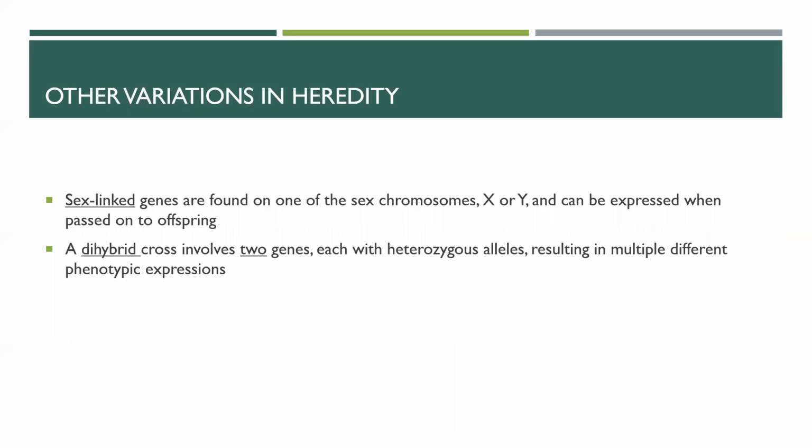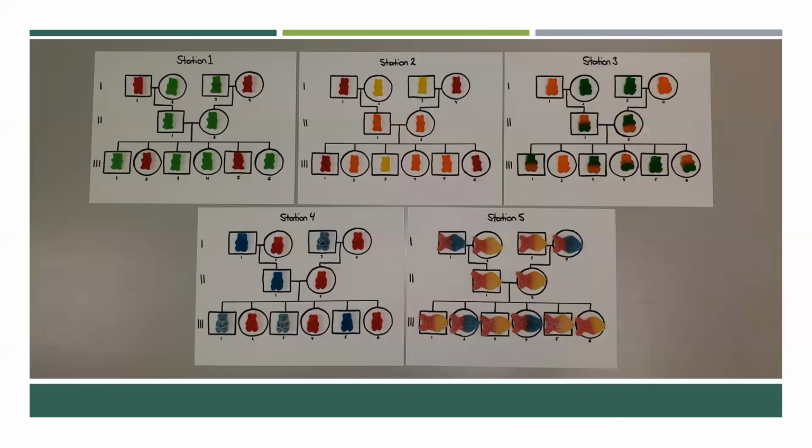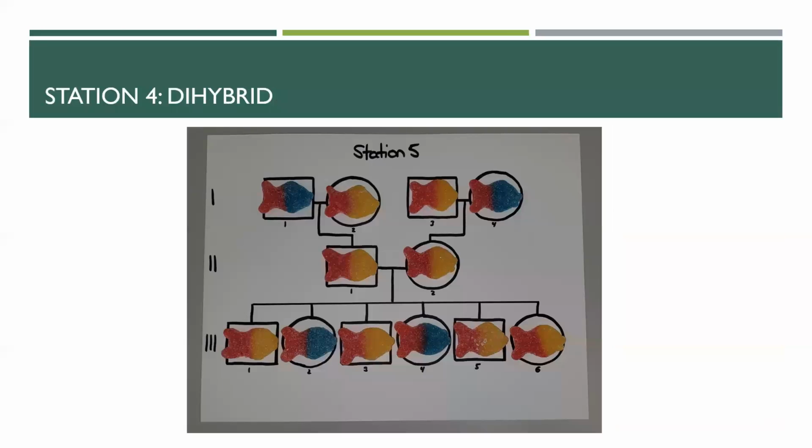A dihybrid cross involves two different genes, resulting in multiple different expressions. Which station do you think represented a dihybrid cross? Station 5 showed a simple dihybrid cross. Tail color and head color are controlled by two different genes for these gummy fish. Red is the dominant allele for tail color. Yellow is the dominant allele for head color, while blue is the recessive allele for head color.